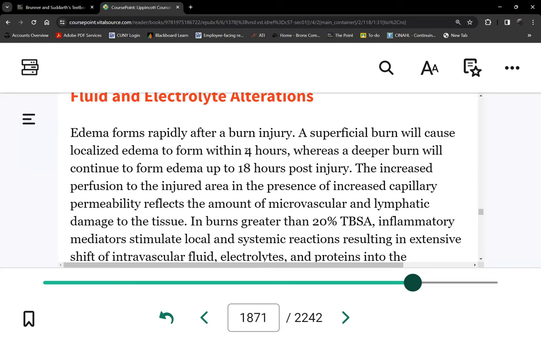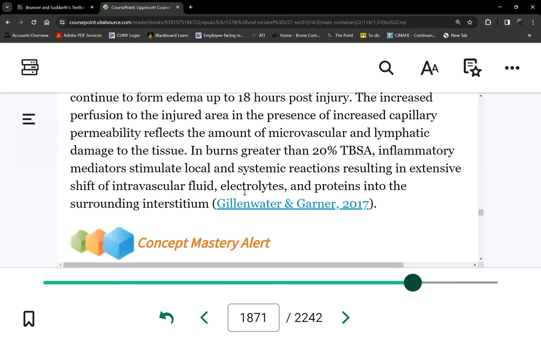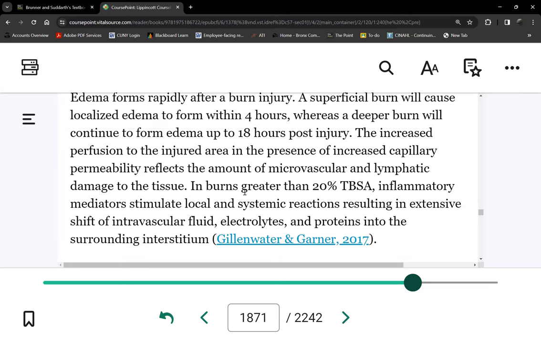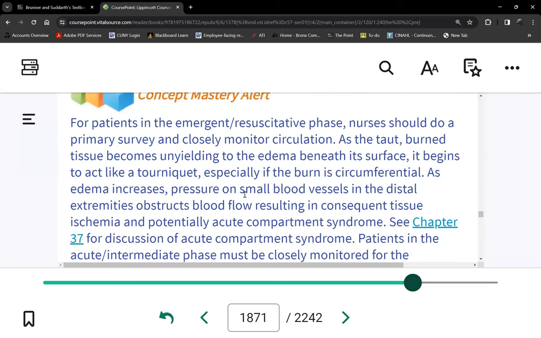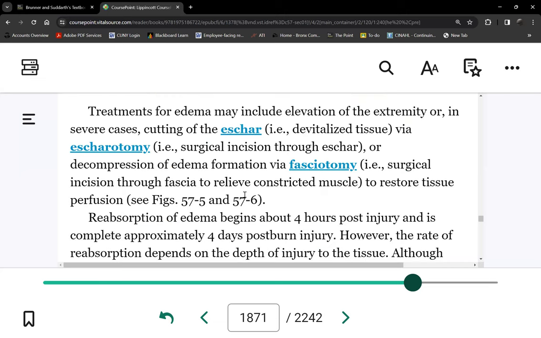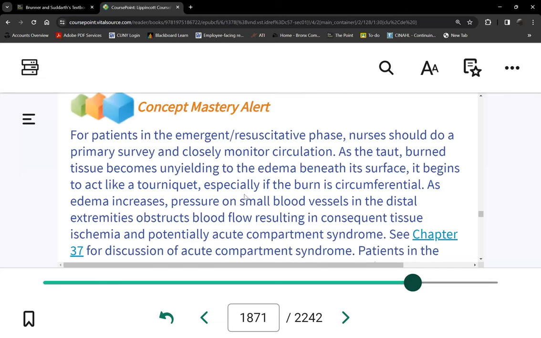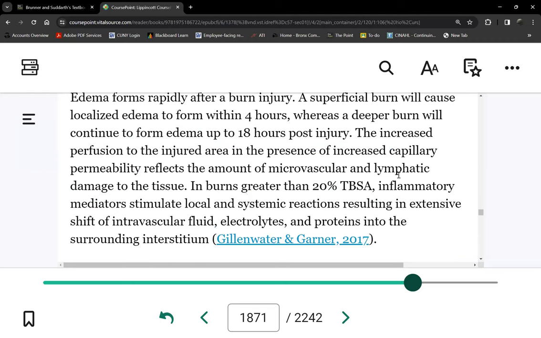So the first 4 hours, since there is edema, and the cells were destroyed, correct? So they were burned. So what did those dead cells spill out? Potassium. And then the capillaries are leaking. So therefore, what do you expect for the potassium levels to be during the first few hours? Wouldn't it be lower? Is it hyper or hypo?